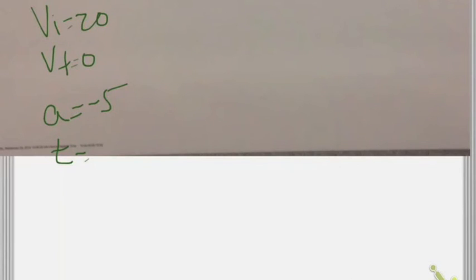Alright, and on to our final guided practice question. Michael was on his bicycle traveling at 20 meters per second, and he slows to a stop with an acceleration of -5 meters per second squared. How long did it take him to come to a stop?